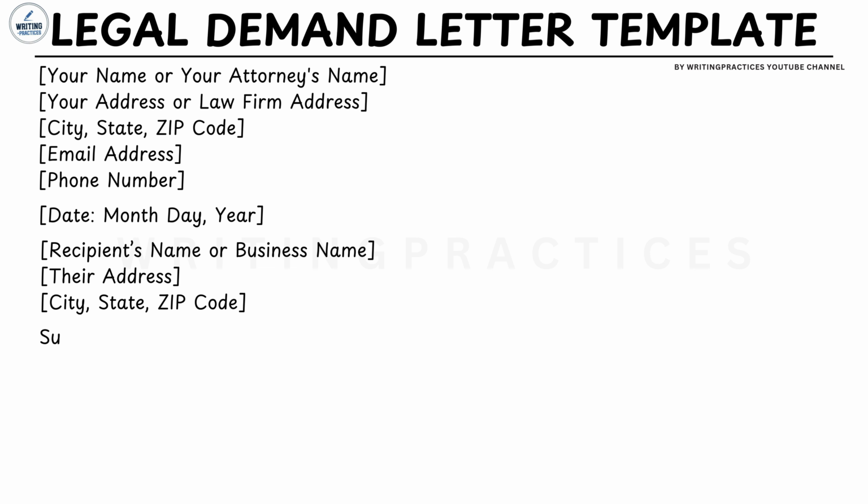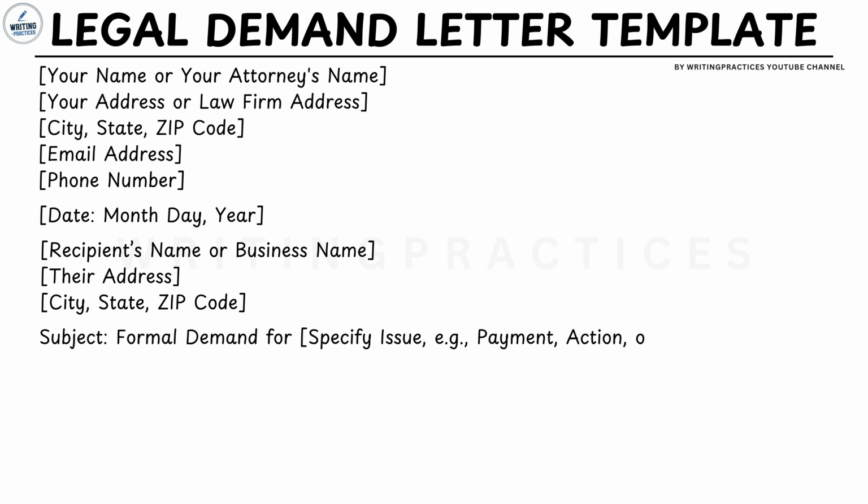Subject line. Now let's move on to the subject line. This is key in grabbing the recipient's attention right off the bat. For example, you might write, "Subject: Formal Demand for [specify issue]," for example, a payment, action, or restitution. Being clear and specific is important here. You're letting the recipient know exactly what this letter is about, whether it's about a payment, an action you need them to stop, or restitution. This helps set the tone and urgency for the rest of the letter.